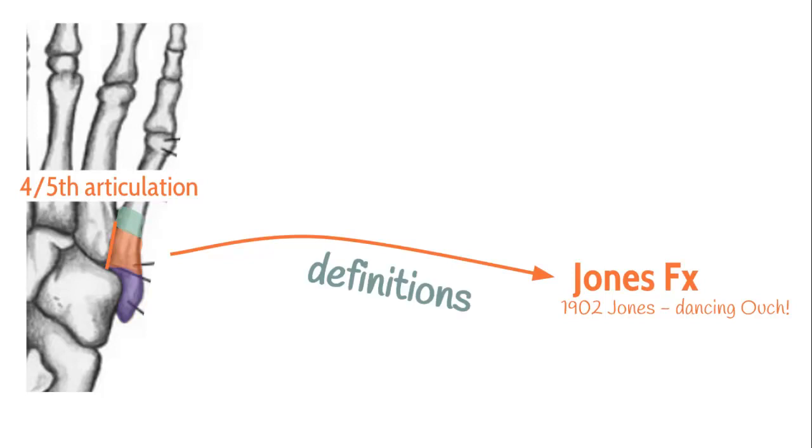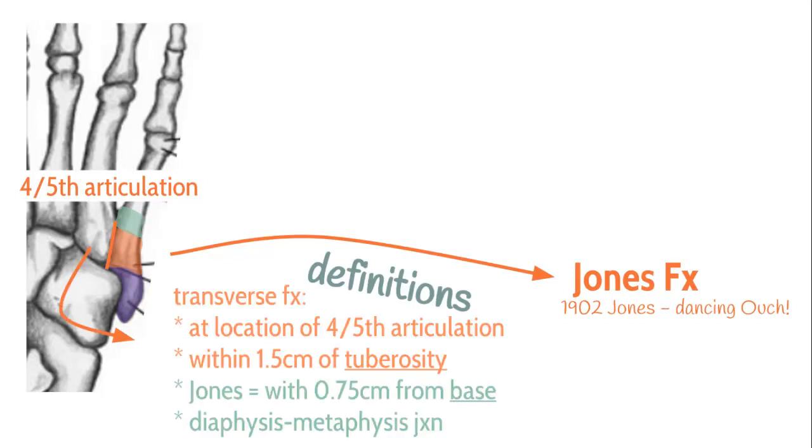Now, there's a lot of different definitions to describe this. I think the easiest is that it's a transverse fracture at the location of the fourth, fifth articulation. There's another that says that it's within 1.5 centimeters of the tuberosity. So that's down here. There's the tuberosity. Jones himself described it as 0.75 centimeters within the base. The base is up here, so you can imagine 0.75. Or you can just say it's at the diaphysis-metaphysis junction, but that's a little hard to identify, so I think fourth, fifth is easiest, at least for me.